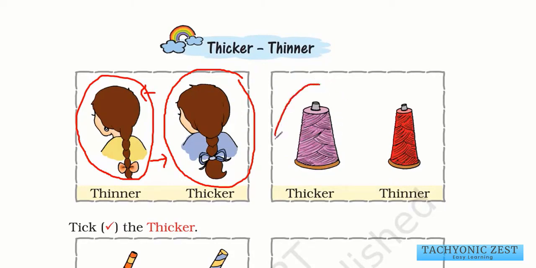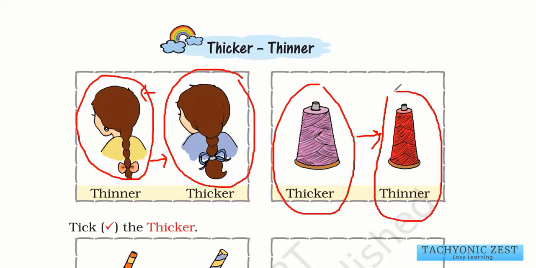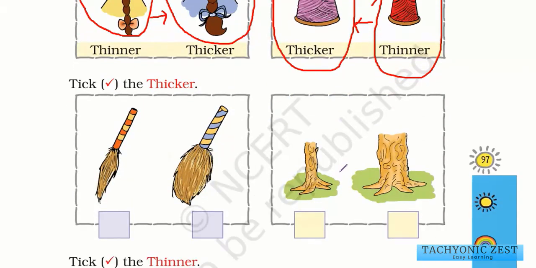This is a thread. This is a woolen thread. So this thread is thicker as compared to this thread over here, and this thread over here is thinner as compared to this thread over here. I hope it is very much clear. Next we'll take the thicker object.